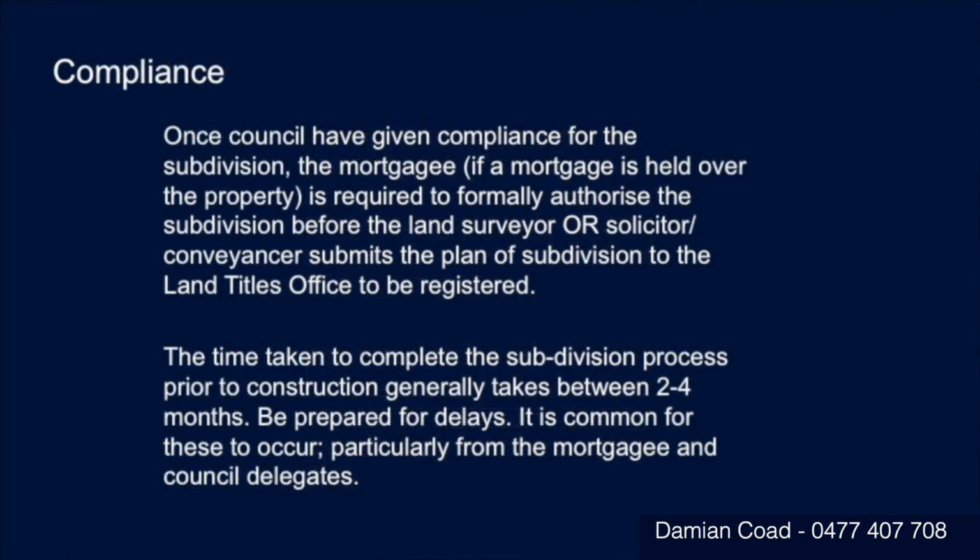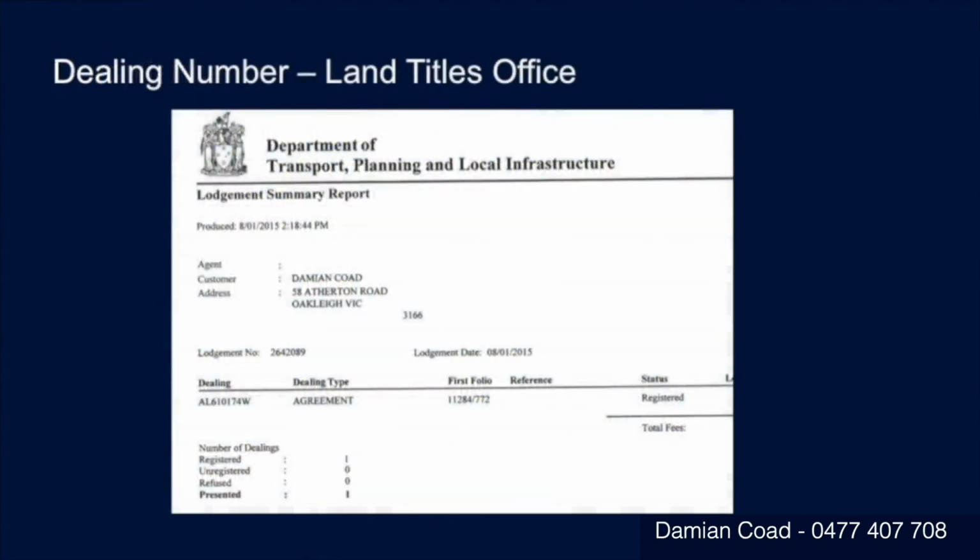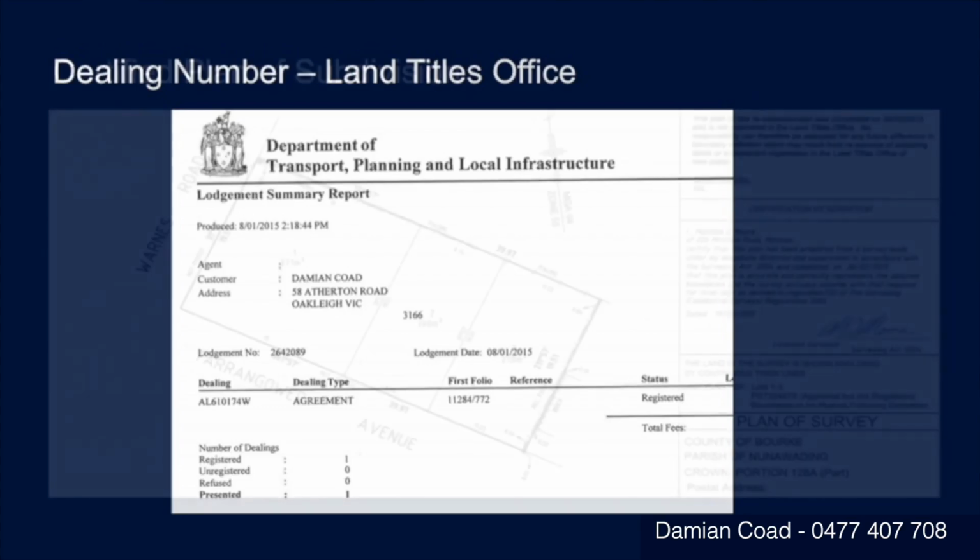Once council has given compliance for the subdivision, the mortgagee, if applicable, is required to formally authorise the subdivision before the land surveyor or solicitor, conveyancer, submits the plan of subdivision to the land titles office to be registered. The time taken to complete the subdivision process prior to construction generally takes between 2 to 4 months. Be prepared for delays. It is very common for these to occur, particularly from the mortgagee and council delegates. Here we can see a summary report advising us that the executed Section 173 agreement has been formally processed by the Land Titles Office, who have issued a dealing number. Council will require the dealing number in order to complete the approval process.